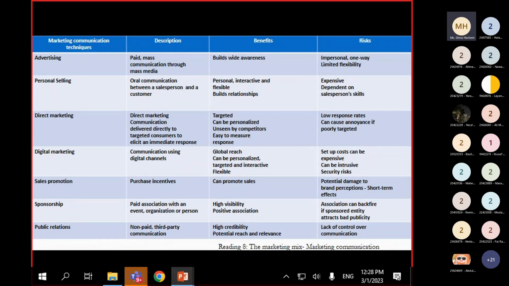Okay. Type. The last one is public relations. What does public relations mean? PR. Have you heard about this term? PR? PR is a non-paid third-party communication. So imagine you open a certain magazine or a certain newspaper and you read a positive article about, let's say, Panda Supermarket. All right? Is this more powerful than an ad of Panda Supermarket, or is the ad more powerful?